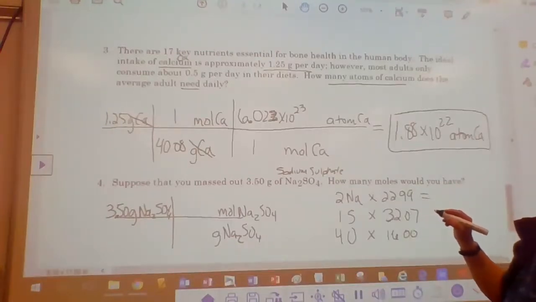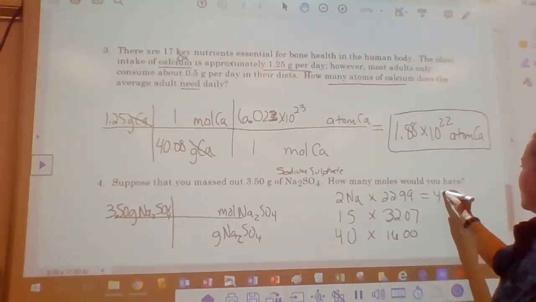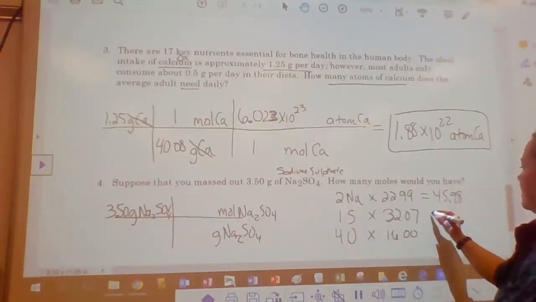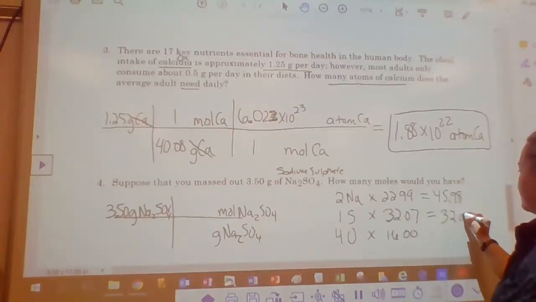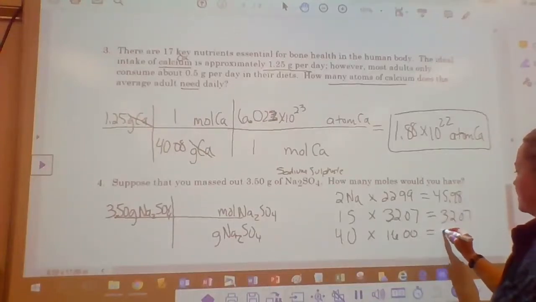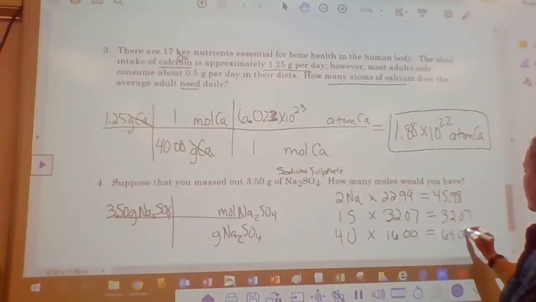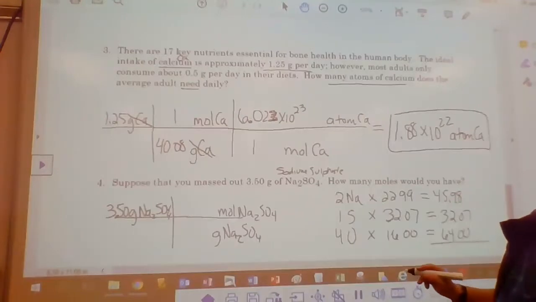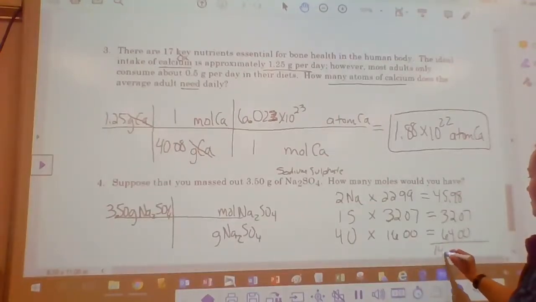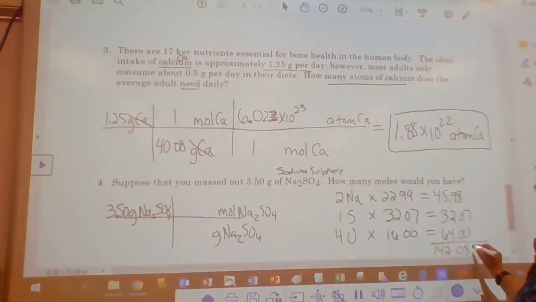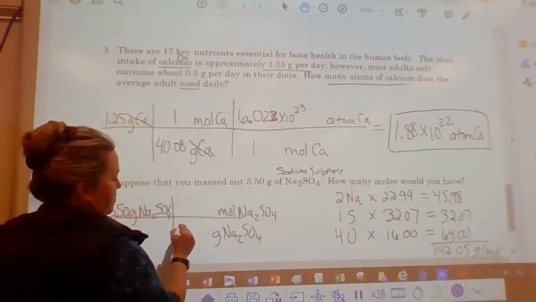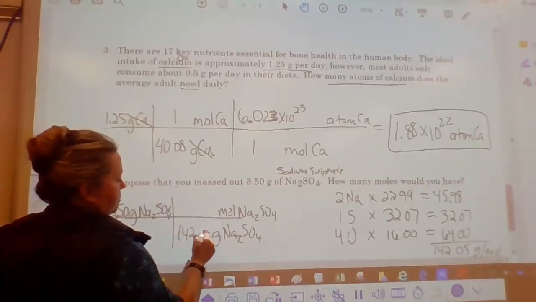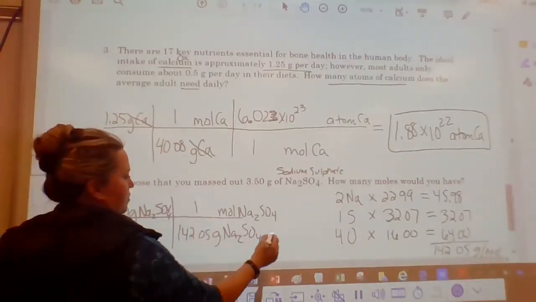Multiply across: 2 times that is 45.98. 32.07, oh, that's silly, it's times 1. And then 64. Okay, I'm going to add them all up. Should come out to be 142.05 grams per 1 mole of sodium sulfate. So I'm going to go ahead and put the grams here, 142.05 grams in 1 mole.